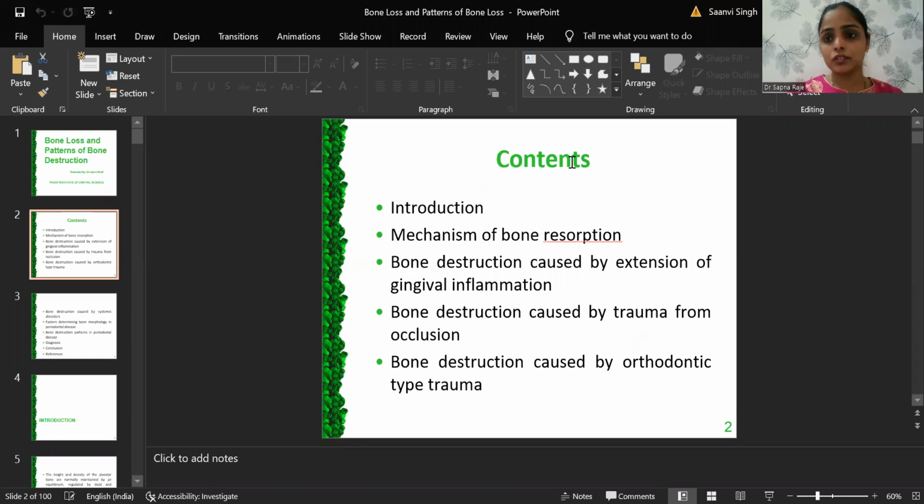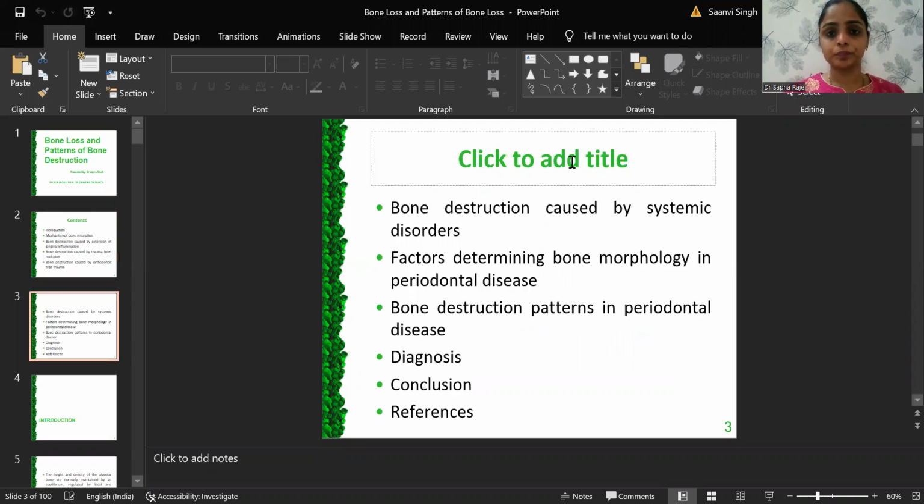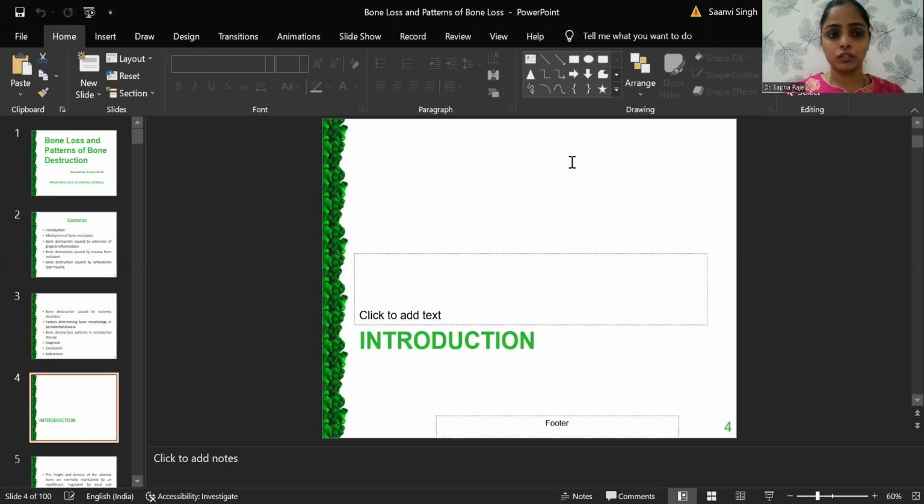The contents which we are going to discuss about this topic are the introduction, mechanism of bone formation or bone resorption, then bone destruction caused by extension of gingival inflammation, then bone destruction caused by trauma from occlusion, bone destruction caused by orthodontic type trauma, then bone destruction caused by systemic disorders, factors determining bone morphology in periodontal disease, bone destruction pattern in periodontal diseases, diagnosis, and finally the conclusion.